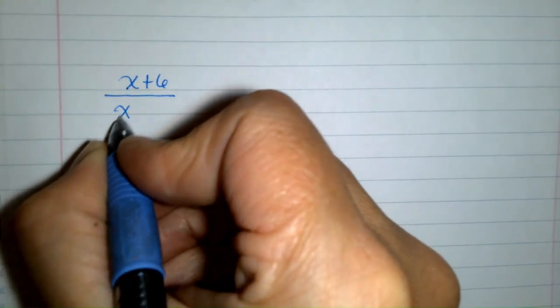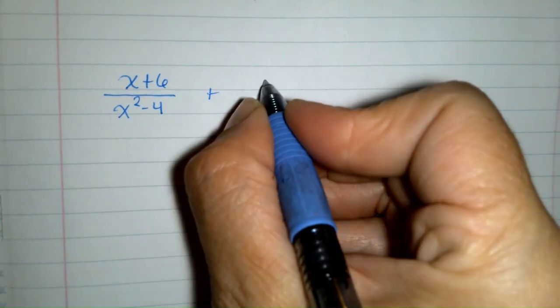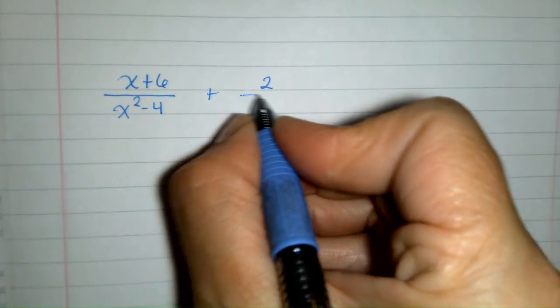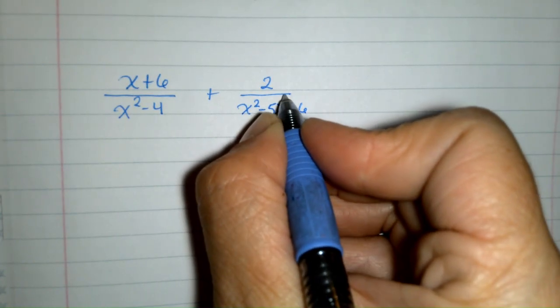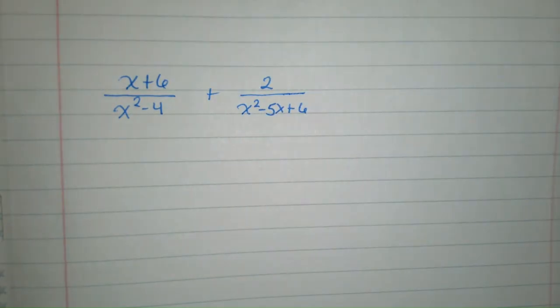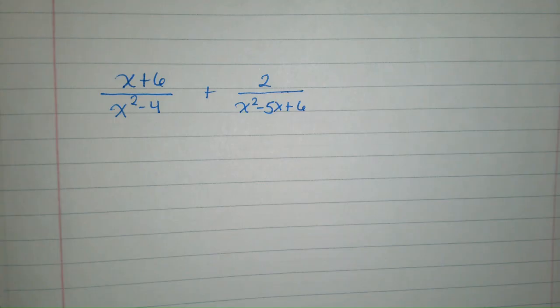x plus 6 over x squared minus 4, plus 2 over x squared minus 5x plus 6. Okay. So, do you remember what step 1 was? It was factor, right? So we got to factor those denominators.